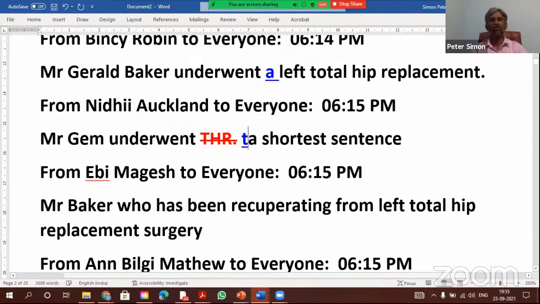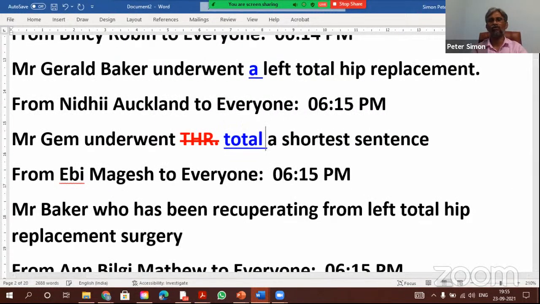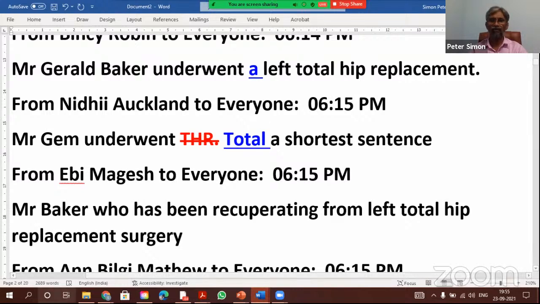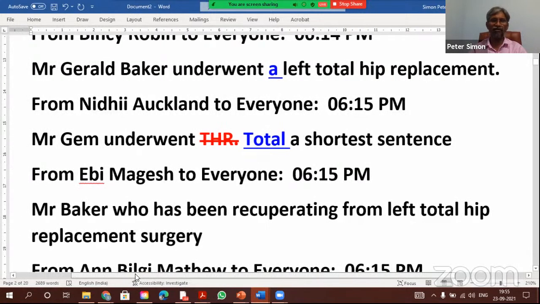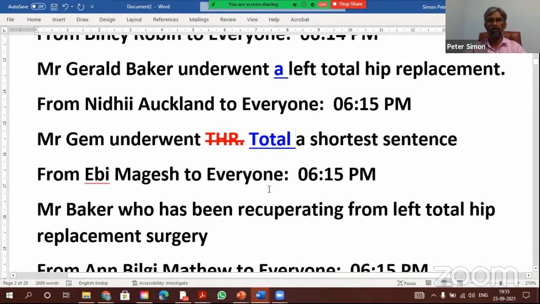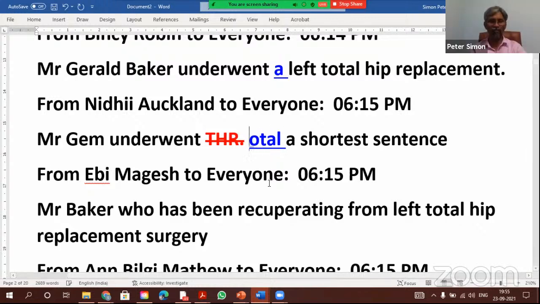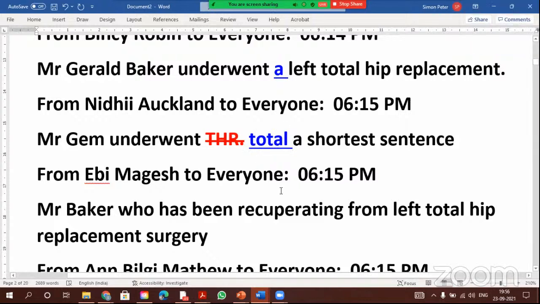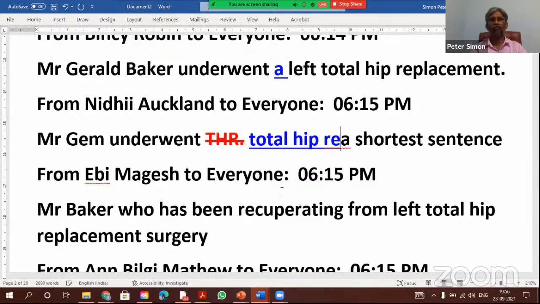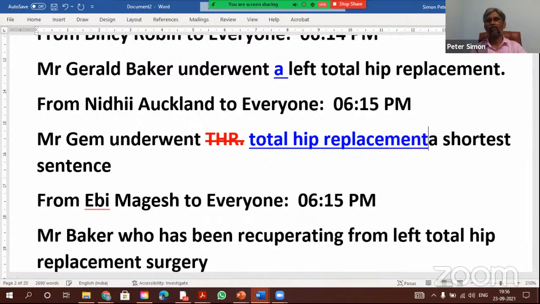TOTAL. Nidhi is very tired, so I will help Nidhi to write fully. Nidhi is tired now because I know, what is the time now? 1 o'clock or 1:30 or 2 for you there in New Zealand? 2:30. 2:30, no problem. Get up late. That's fine. No problem. Total hip replacement. You're a very good student. You're ready to accept something that is told.